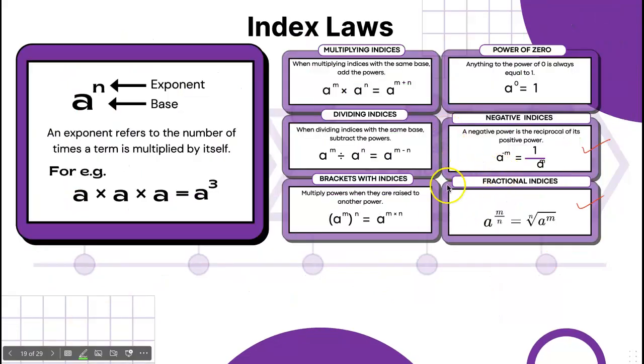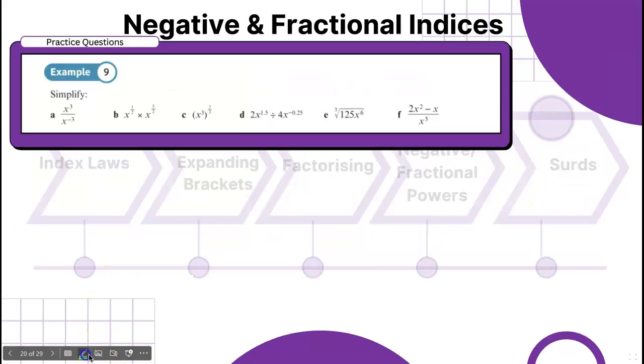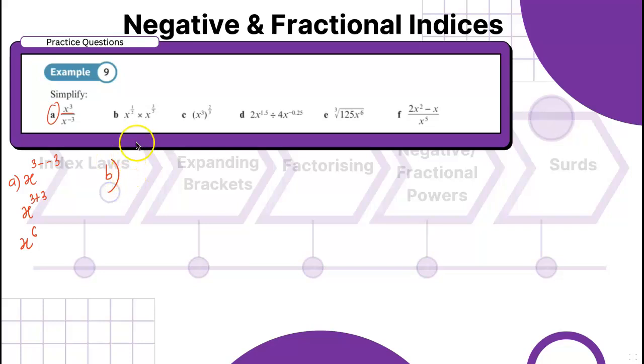So we are done with our negative and fractional indices. Now we'll be having a quick go through of questions. The first is very easy. X cubed over, so over means you have to divide. When you divide, you subtract indices. So 3 minus, and it's already a negative 3. So you're going to be getting x to the power of 3 plus 3, that gives us x to the power 6. Hope that makes sense.